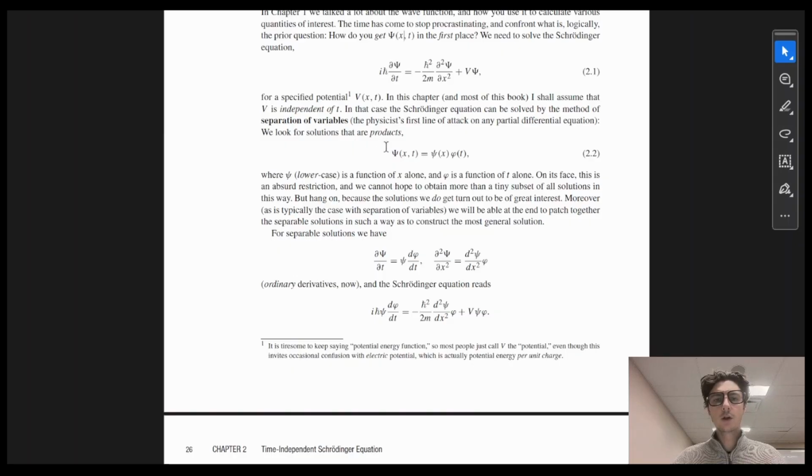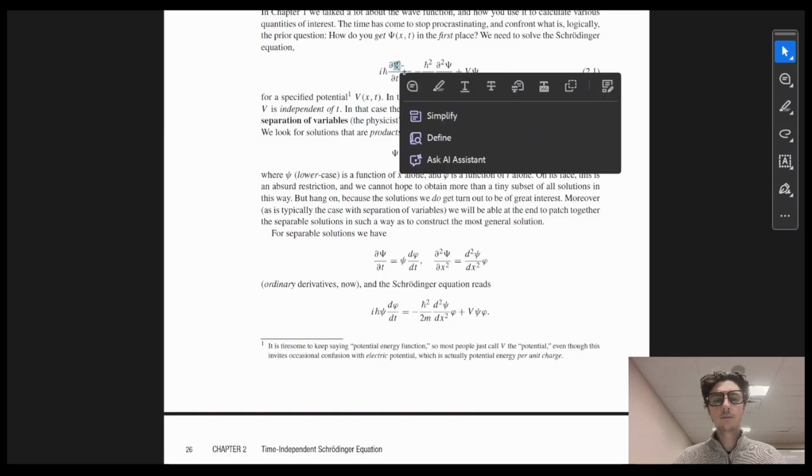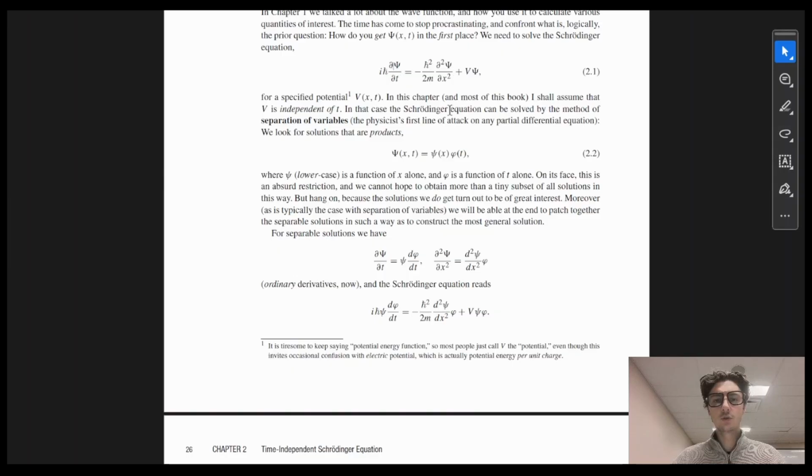We look for solutions that are products. So we decompose psi, which is the main wave function inside the Schrödinger equation, and we split it up into two different functions. We have a lowercase psi, which is only a variable of x, and we have this phi, which is a variable of t. And we take the product, and that gives us the full wave function.